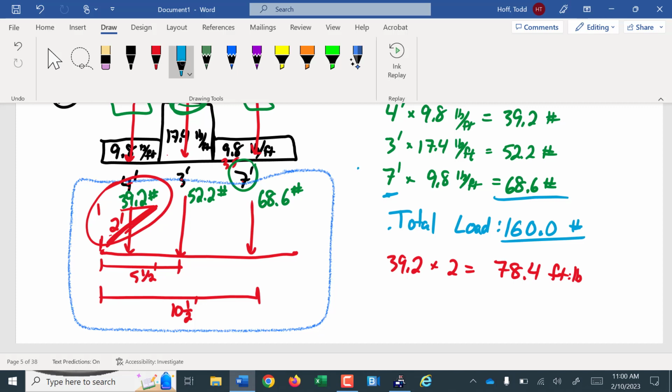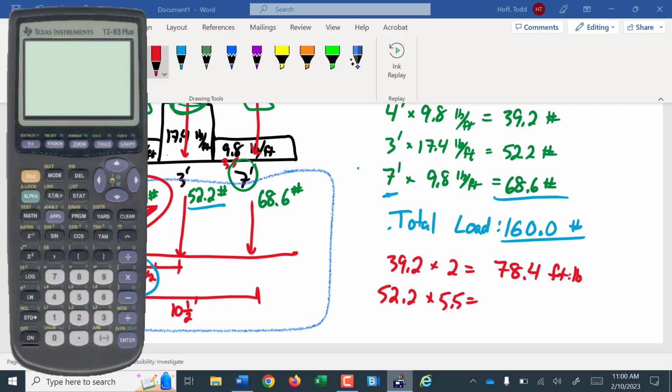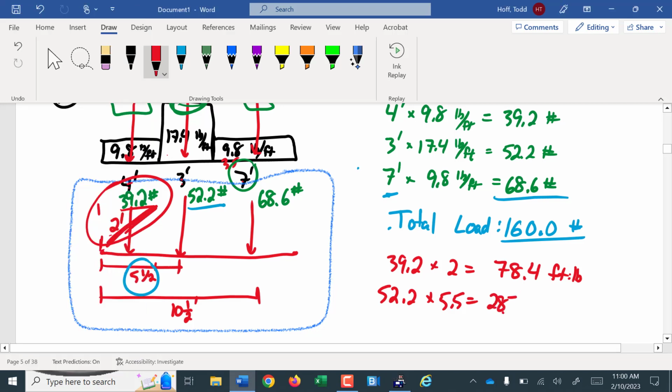The next one here, this is 52.2 pounds. What's its distance from the left end? 5.5. So 52.2 times 5.5, because that's what you're going to put in your calculator anyway, is 287.1. Again, foot-pounds.